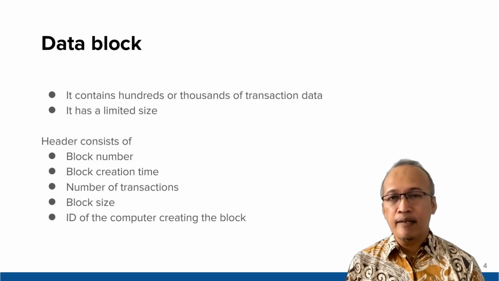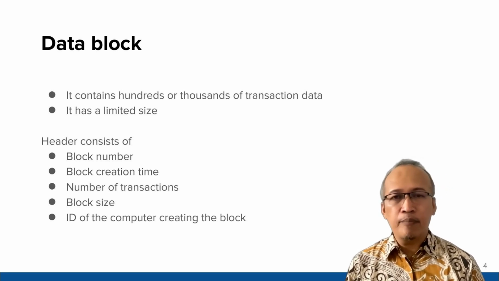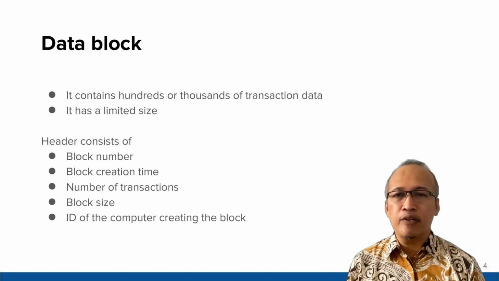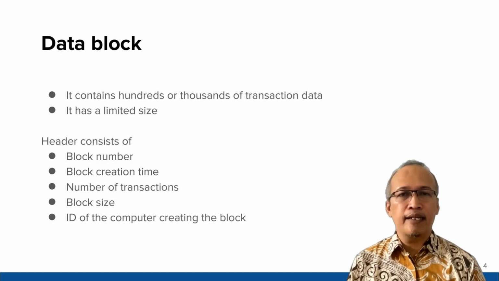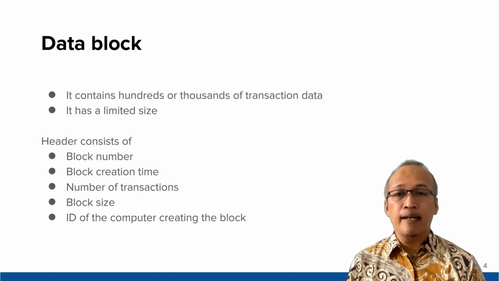The block number, where does this block sit in the chain? The block creation time, when was it created? The number of transactions, how many records are inside? The block size, how much data does it hold? The ID of the computer that created the block, who built this block? It's like the block's ID card. Everything you need to know about it, right there in the header.